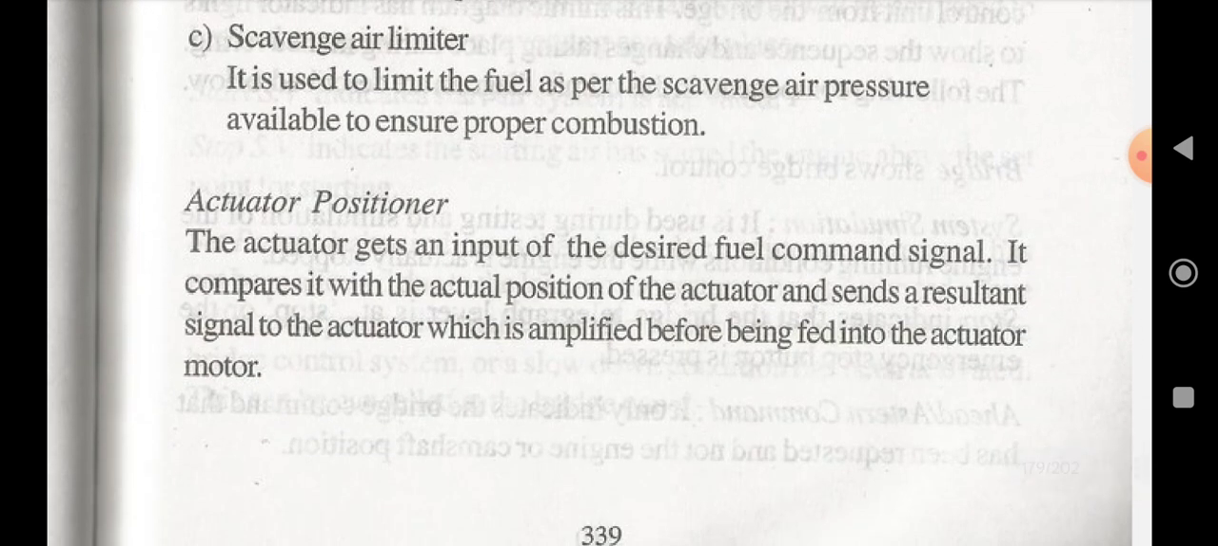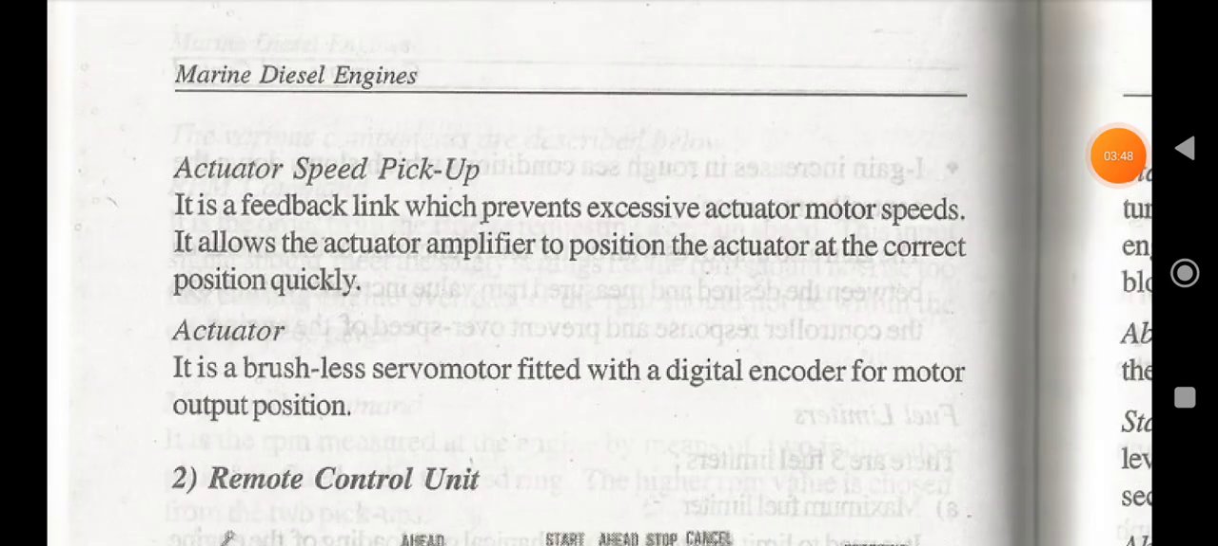Actuator positioner. The actuator gets an input of the desired fuel command signal. It compares it with the actual position of the actuator and sends a resultant signal to the actuator, which is amplified before being fed into the actuator motor. Actuator speed pickup. It is a feedback link which prevents excessive actuator motor speed. It allows the actuator amplifier to position the actuator at the correct position quickly. Actuator. It is a brushless servo motor fitted with a digital encoder for motor output position.